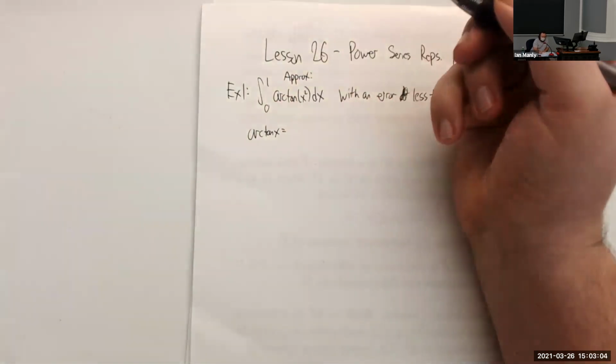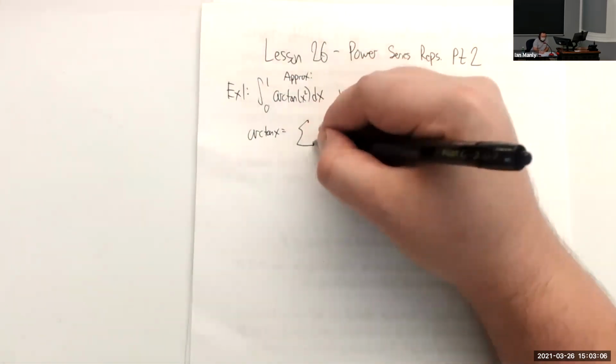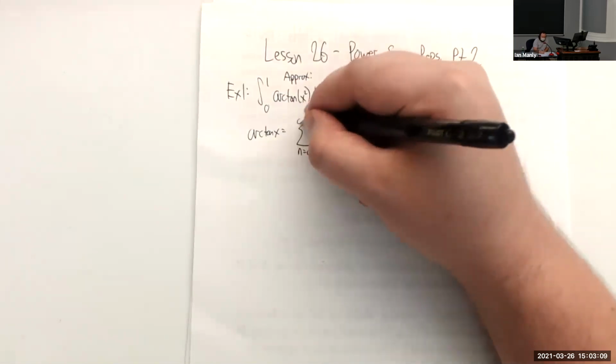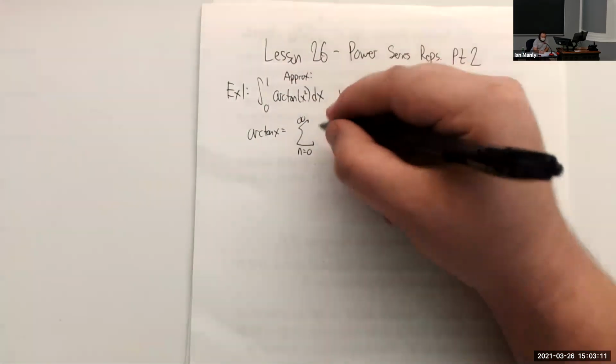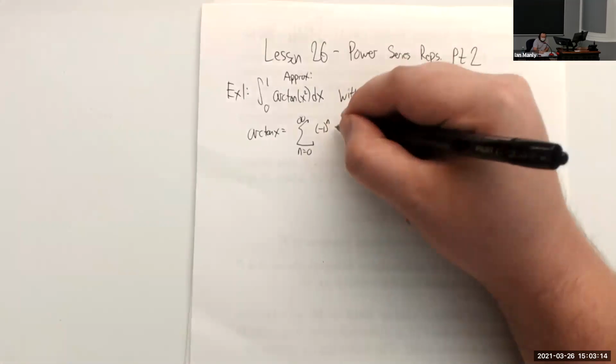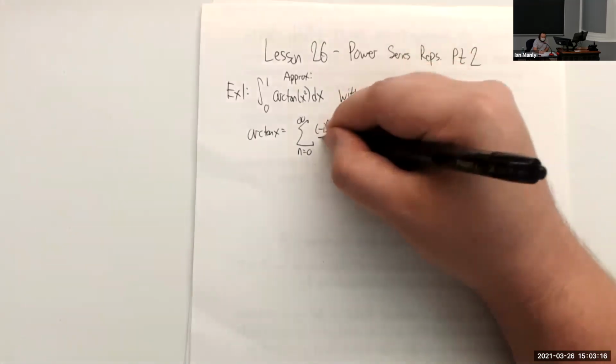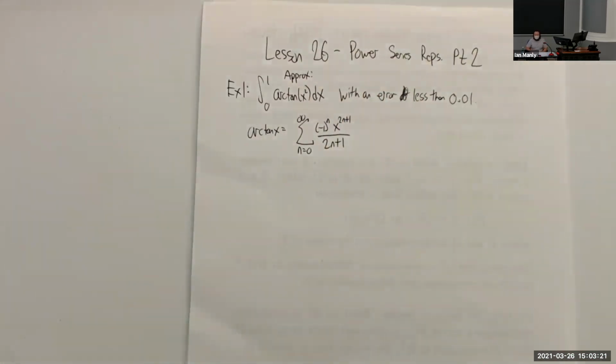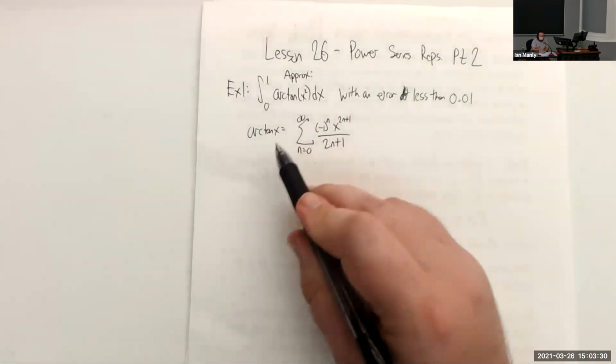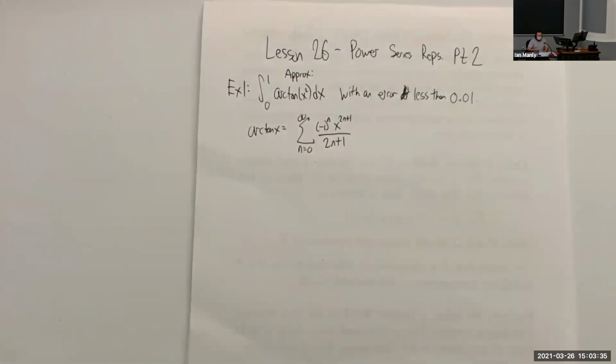Why don't we start with arctan of x? I think we saw a series for this last time, as practice. The series for arctangent of x is the sum from 0 to infinity of -1 to the n, x to the 2n plus 1 over 2n plus 1. So we know what the series for arctan of x is. And even if we didn't, we could have found the series for 1 over 1 plus x squared and integrated it to get arctan. So we could have gone back further if we needed to.